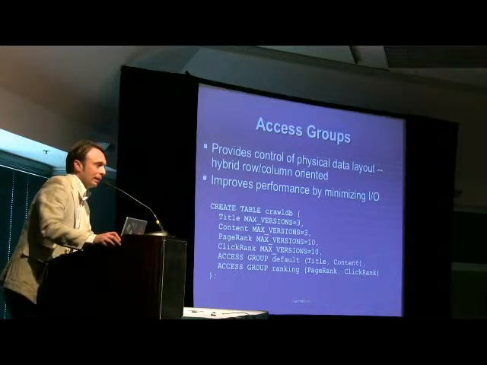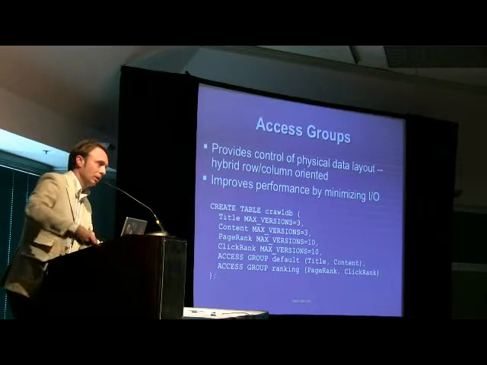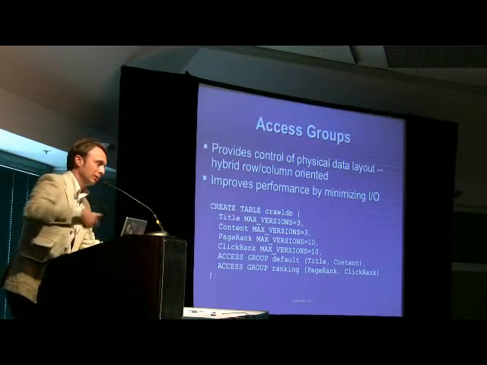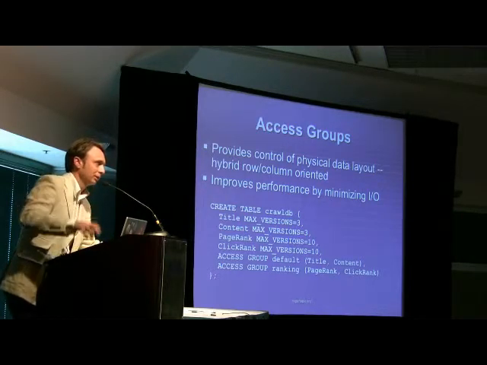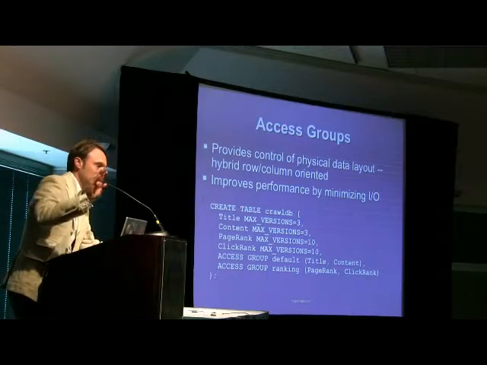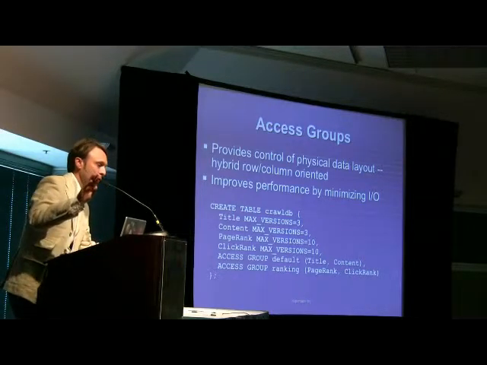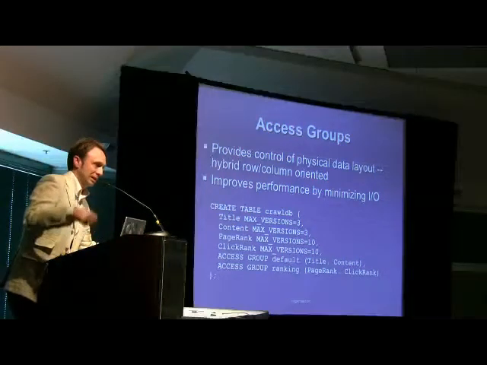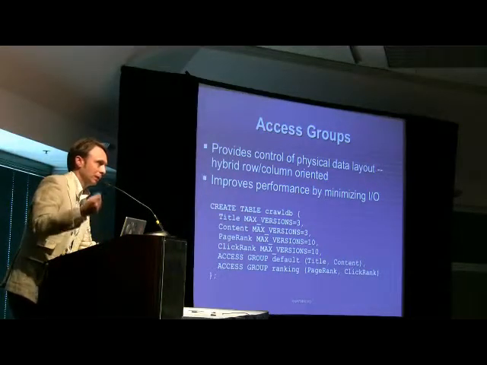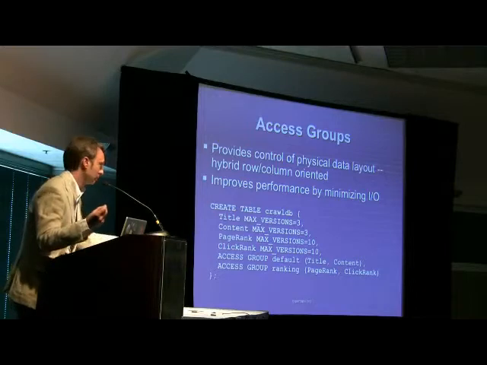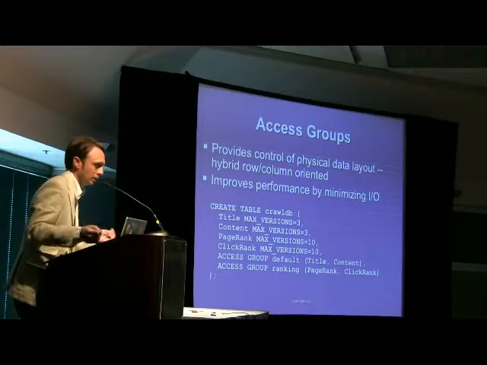That way, for example, if you had a table with 100 columns, but only 2 of those 100 columns are accessed very frequently, what you can do is put those 2 columns in their own access group, and then when you go to scan those 2 columns, you're only having to do I/O for just those 2 columns, not all 100 columns.